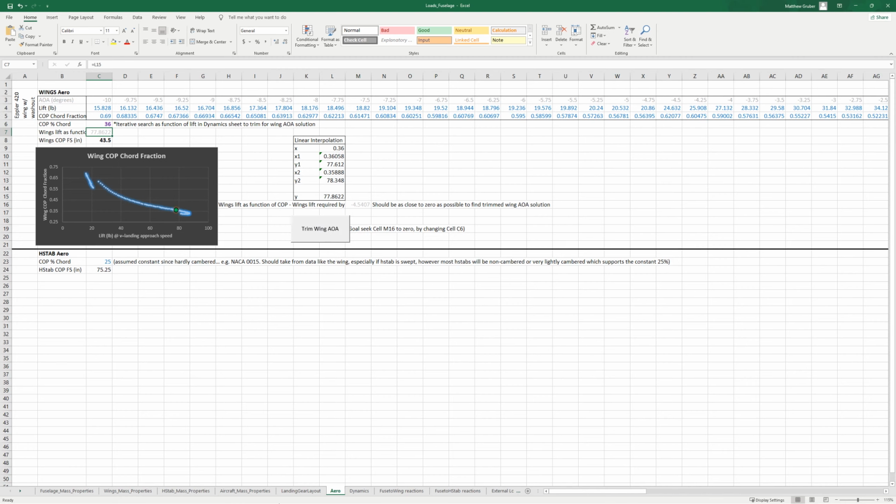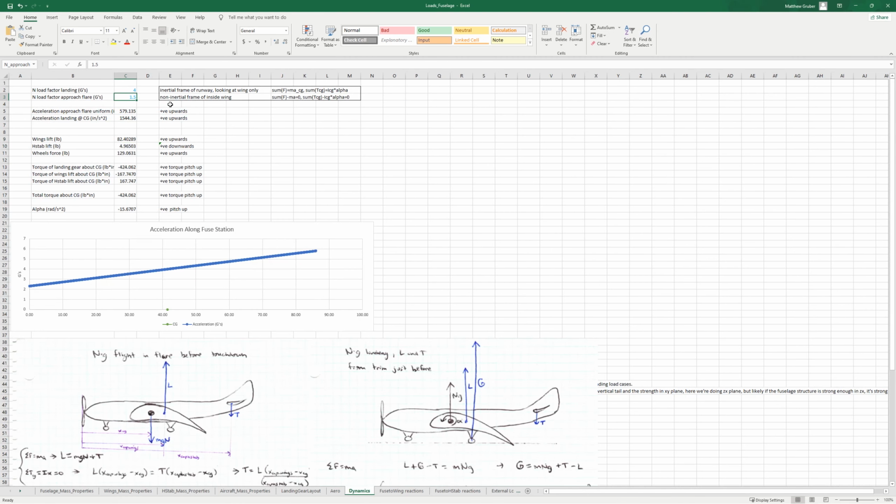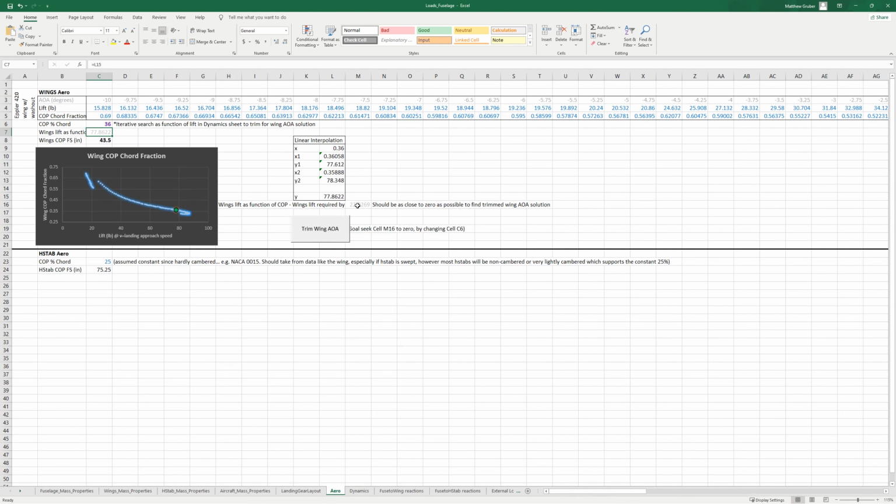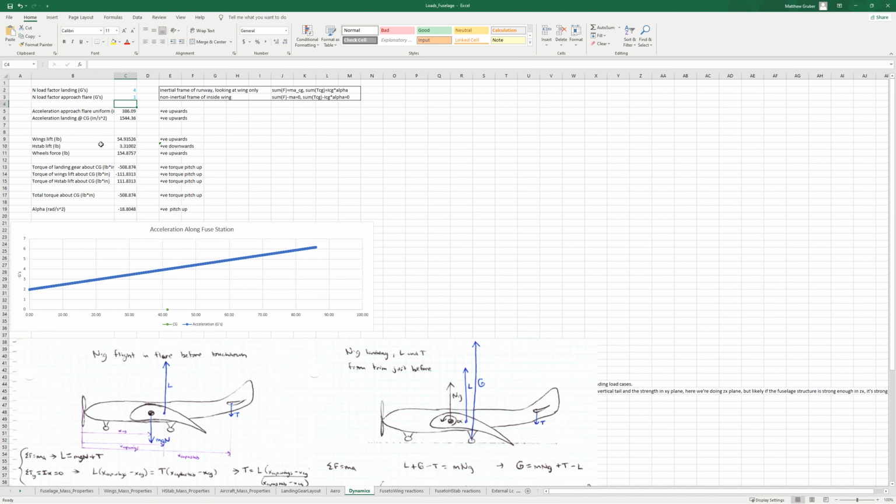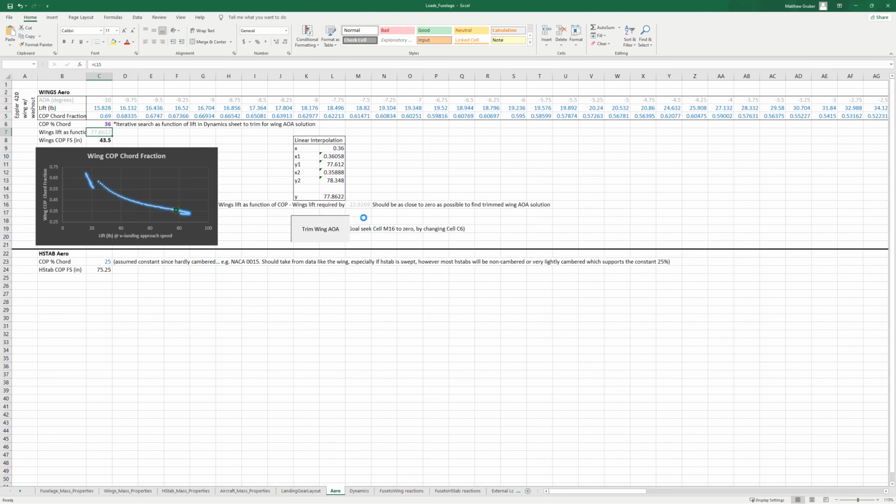So if we go back here and put, like, let's just say we're going to do 1G, which is just in-cruise flight, we can go back, and now we're providing too much lift, 77 pounds. The dynamics is only asking for 55 pounds. So if we press this, all it's going to do is vary this number. So we'll let it do its thing.